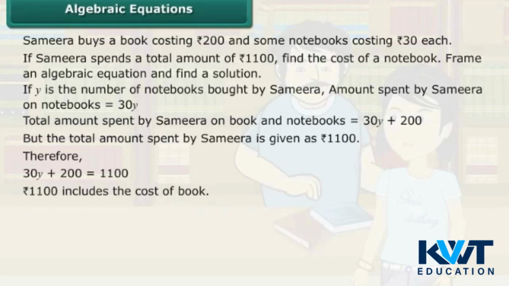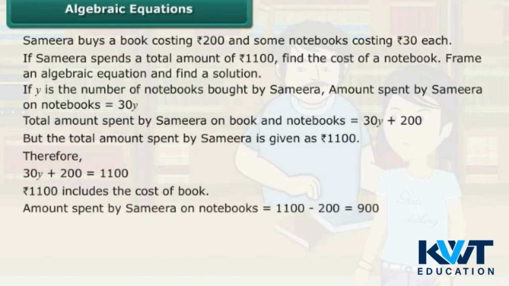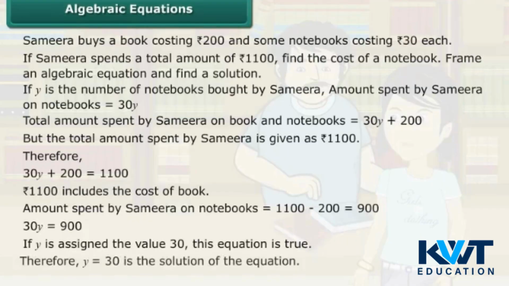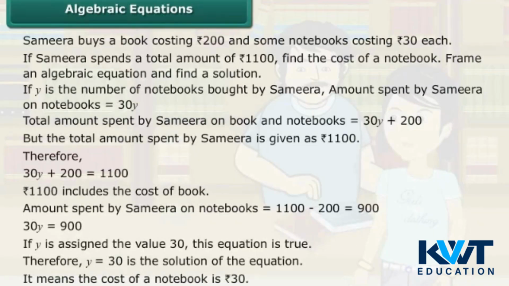1100 rupees includes the cost of the book. Amount spent by Samira on notebooks is equal to 1100 minus 200 is equal to 900. 30Y is equal to 900. If Y is assigned the value 30, this equation is true. Therefore, Y is equal to 30 is the solution of the equation. It means the cost of a notebook is 30 rupees.